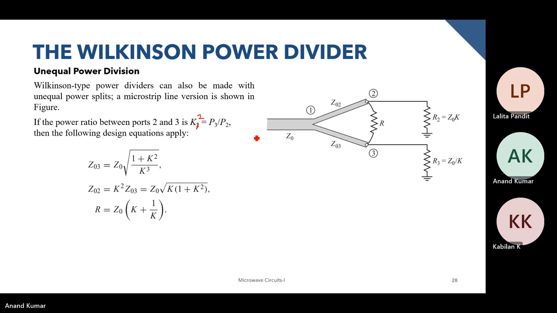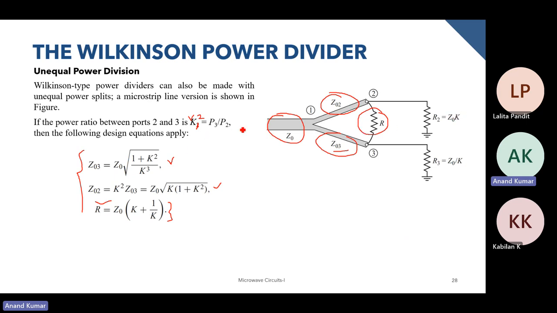If we want the power division to be such that the power delivered at port 3 versus port 2 is k square, then these equations will come into play. We have Z03 as the impedance of the section, Z02 as the impedance of the section, Z0 as the impedance at port 1, and we have R over here. Z03 turns out to be this value, Z02 turns out to be this value, and R will look something like this.